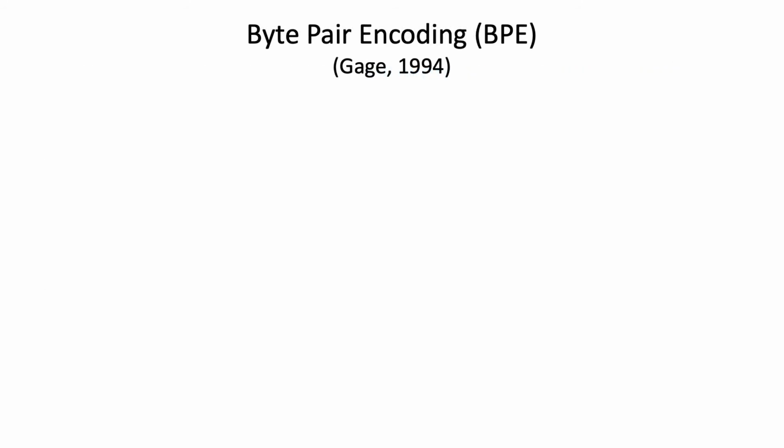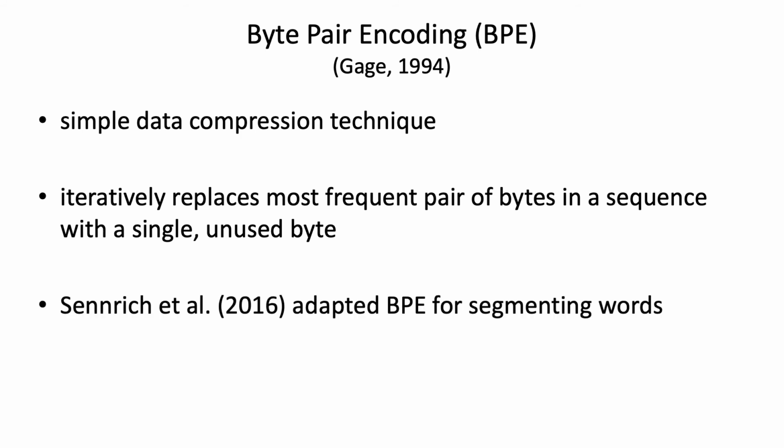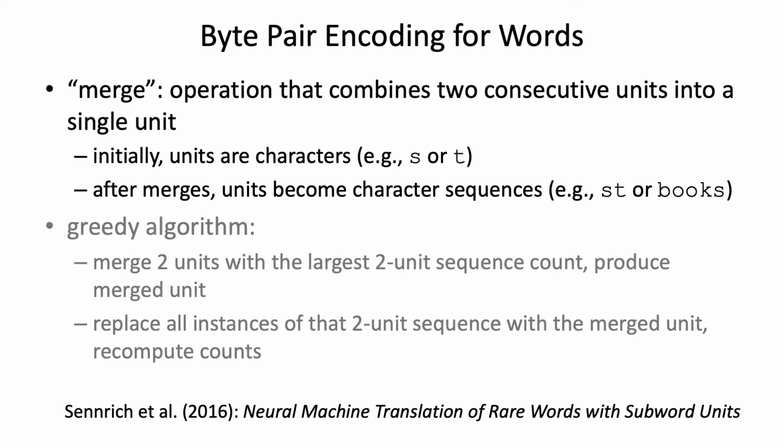Byte pair encoding was originally developed as a data compression technique that iteratively combines frequent byte pairs in a file into a single byte. Sennrich et al. adapted BPE for segmenting words, which is the algorithm we'll look at. Here is a sketch of the algorithm. The key operation is a merge, which combines two consecutive units into a single one. At first, units are characters, and after some merges, the units become character sequences. The algorithm performs a sequence of merges based on the current unit sequence counts, choosing merges greedily. You can decide the stopping point based on how aggressively you want to be splitting words. The more merges you do, the larger your resulting vocabulary and the less splitting.